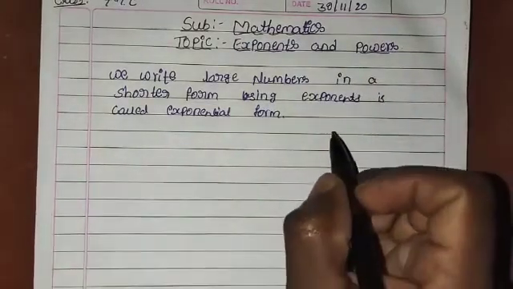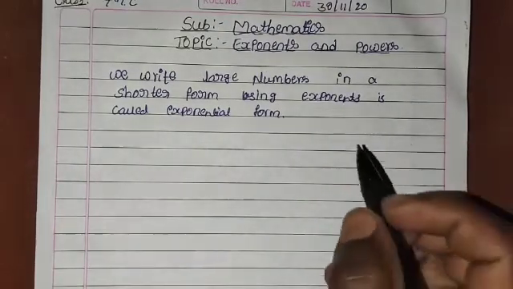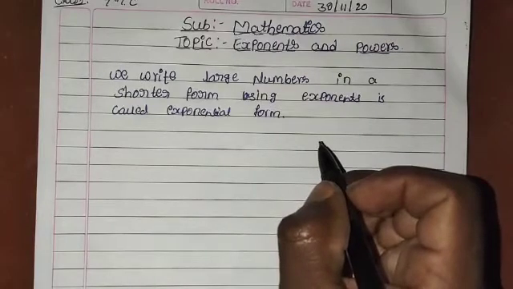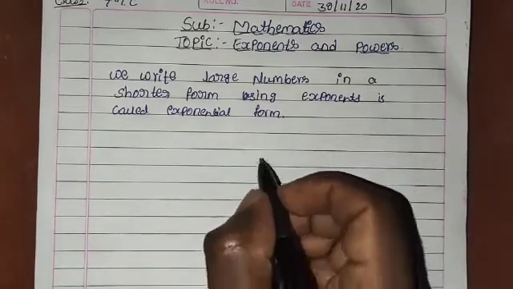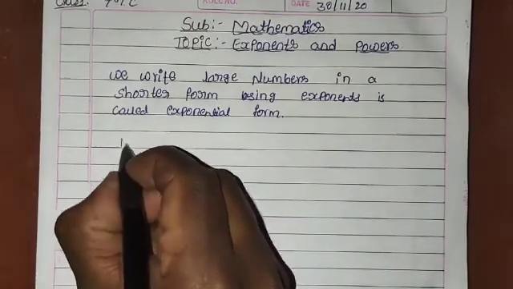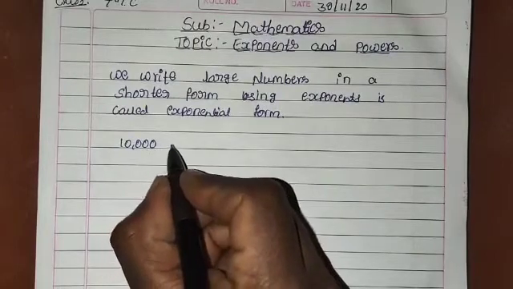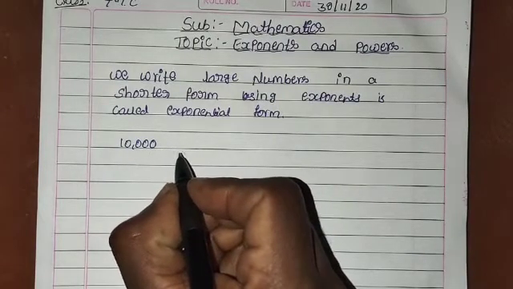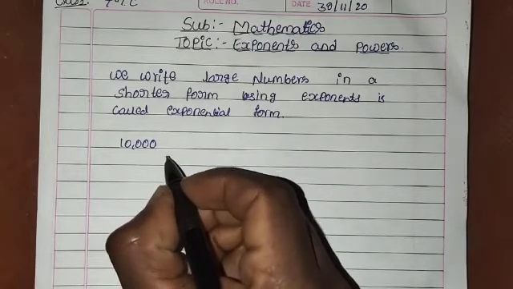What do you mean by exponents and powers? And what is the meaning of exponential form? We write large numbers in a shorter form by using exponents, which is called exponential form. For example, we take 10,000. We have to write this 10,000 in a shorter form by using exponents. Let's see how to write large numbers in a shorter form.